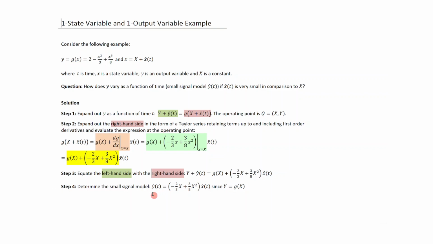And y hat of t will just be equal to the term that precedes x hat of t. Since y equals g of x, this is the equilibrium, so when you bring this over to the other side, y minus g of x is 0, and so you're just left with y hat of t equal to this value times x hat of t.